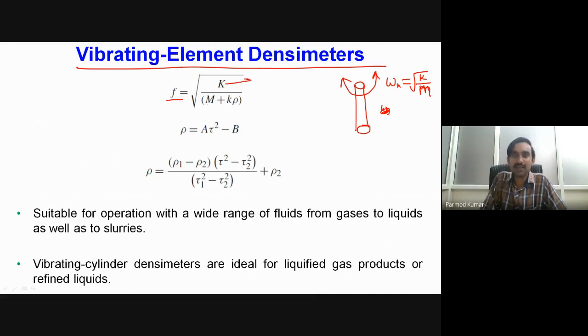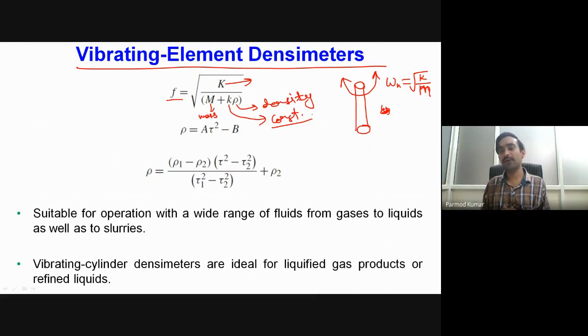Here, capital K is the elastic modulus of the solid material, capital M is the mass of the solid material, rho represents the density of the liquid we have kept inside this tube, and small k is a constant, which depends upon the nature of the system we have employed for the solid-liquid combination.